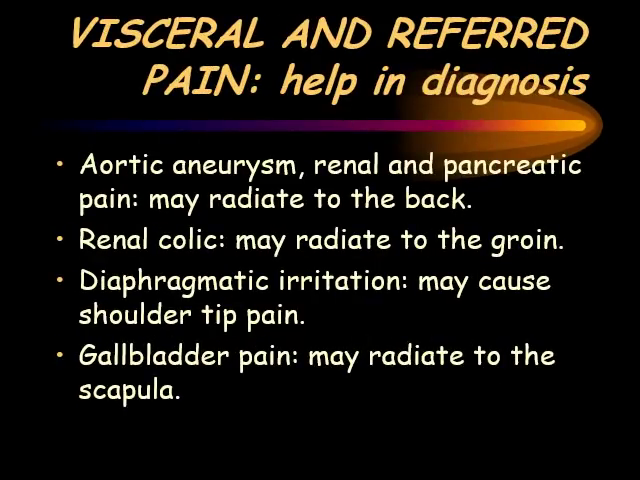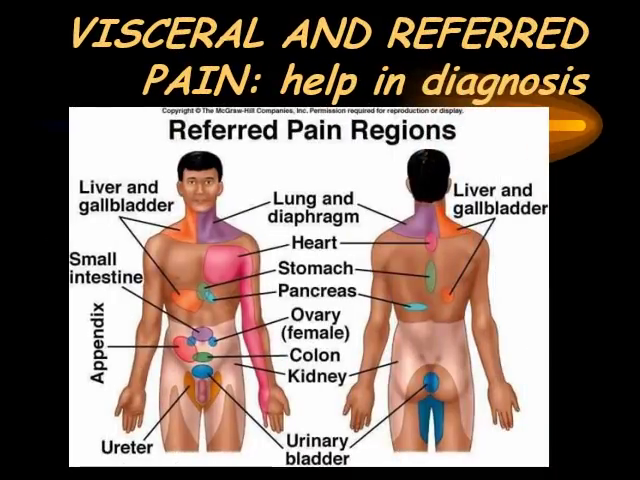Aortic aneurysm, renal and pancreatic pain may radiate to the back and be misperceived as that's the source of tissue damage. Similarly, renal colic may radiate to the groin. Diaphragm pain may feel like coming from the shoulder rather than from the diaphragm, and gallbladder pain may appear to be coming from the scapula, even though there is no damage at those regions. Referred pain regions are recognized by this kind of map that shows, as you can see, the region over the shoulder and the neck might be painful, even though the damage is to the lung or the diaphragm.